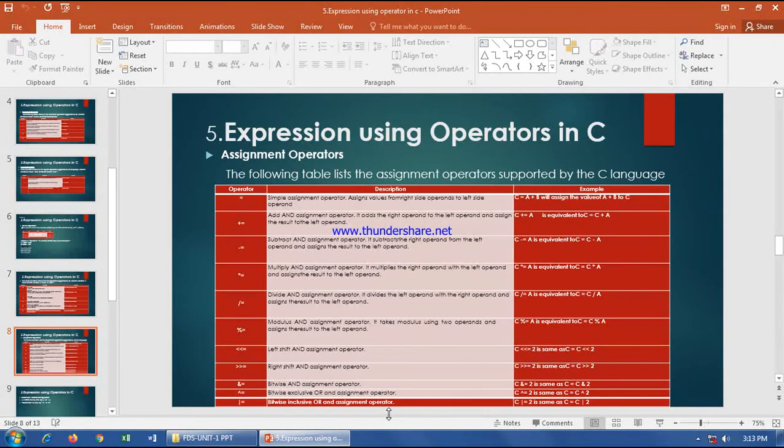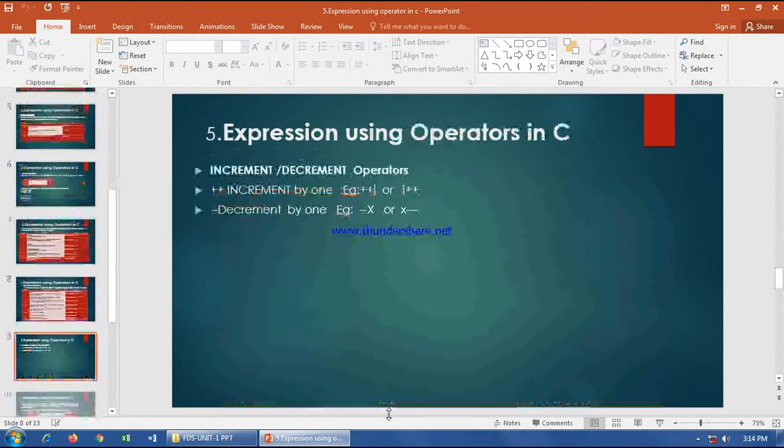Then the modulus assignment operator. Then the left shift and assignment operator. Then the right shift and assignment operator. Then ampersand equal, that is the bitwise AND assignment operator. Then the bitwise exclusive OR assignment operator. Then the bitwise inclusive OR assignment operator. So these are the examples for these bitwise assignment operators.